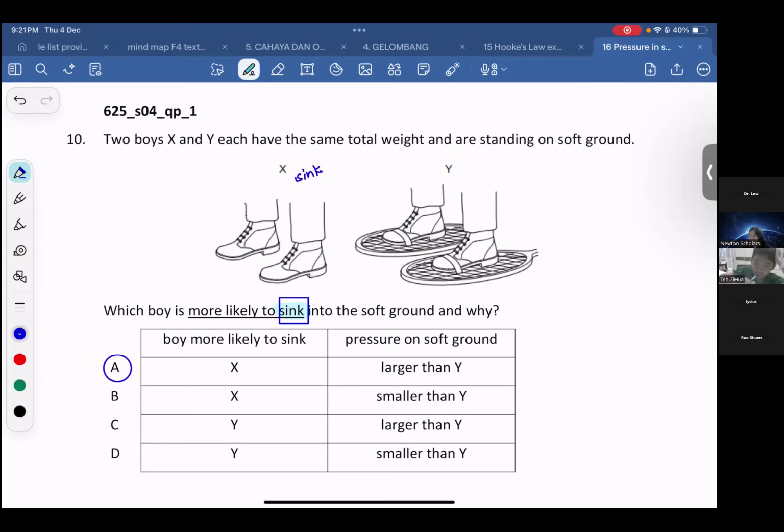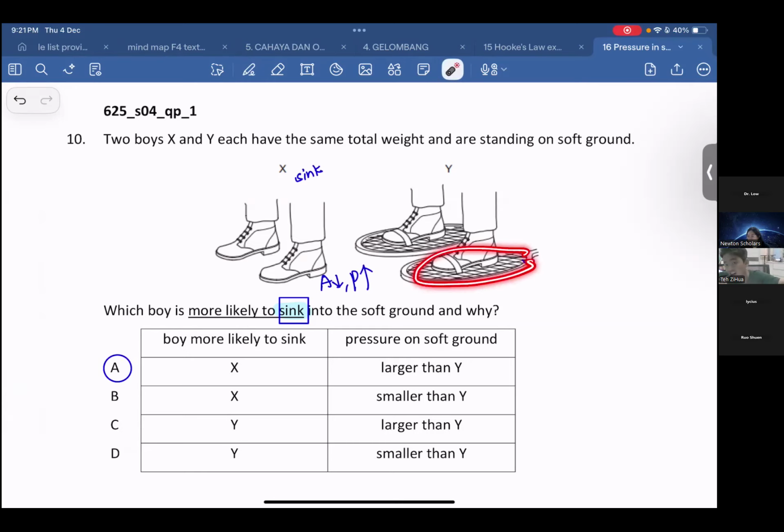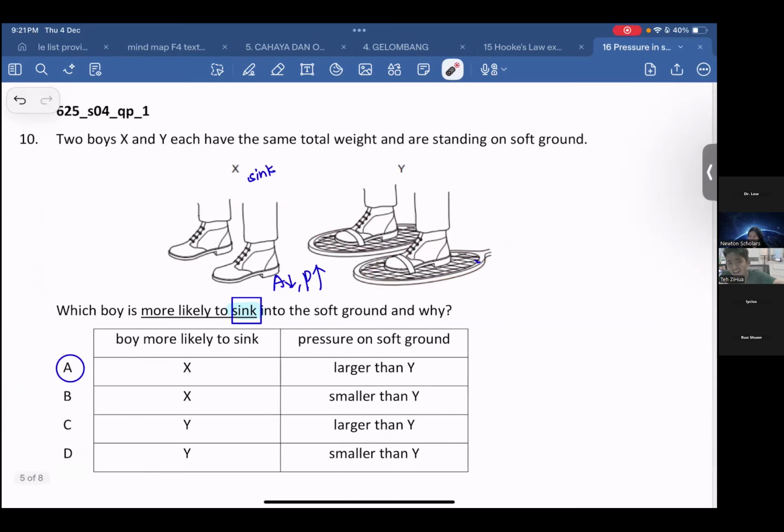More likely to sink is because the surface area is small, so the pressure is high, compared to this. I think the boy Y is using a recycled badminton. Okay, Lydia, go to your next.